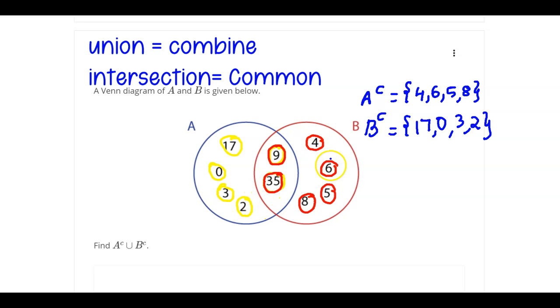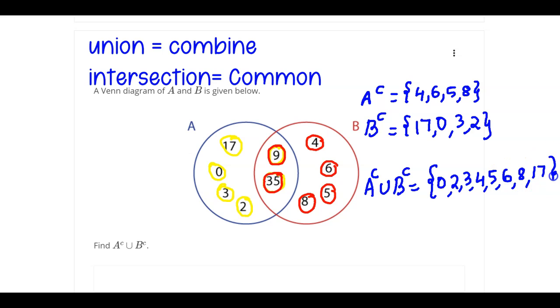B complement is everything except B. But they're asking me to combine. They're not asking me to find something that's common. They're saying union. Union is simply combining. So A complement union B complement is simply, in increasing order, 0, 2, 3, 4, 5, 6, 8, and 17. All right, so you always start with what they're asking you. Write them down. If it's intersection, you find something common. If it's union, you simply combine.